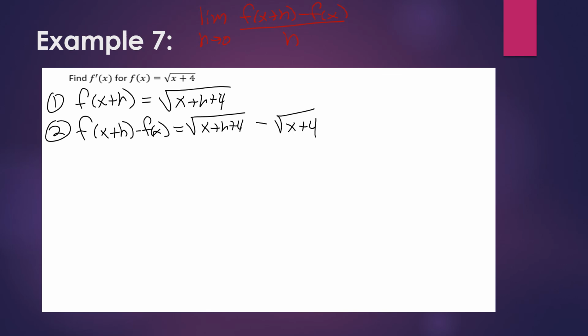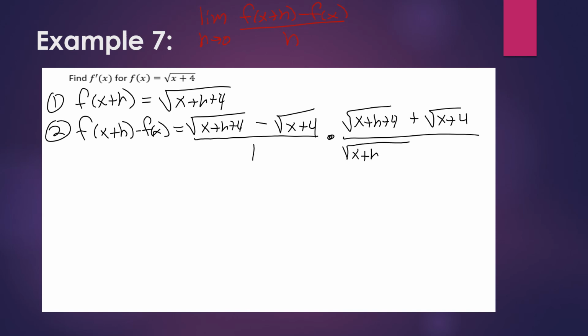So same issue that we had in step 2 last time. We have square roots, so we can't really cancel anything out. So we'll go ahead and put this guy over 1, and we're going to multiply by the square root of x plus h plus 4 plus the square root of x plus 4, divided by the square root of x plus h plus 4 plus the square root of x plus 4. And we're going to multiply these guys together. So just extend this fraction bar, add some parentheses. This is my answer: the square root of x plus h plus 4 minus the square root of x plus 4 times the square root of x plus h plus 4 plus the square root of x plus 4. We've got to do FOIL.